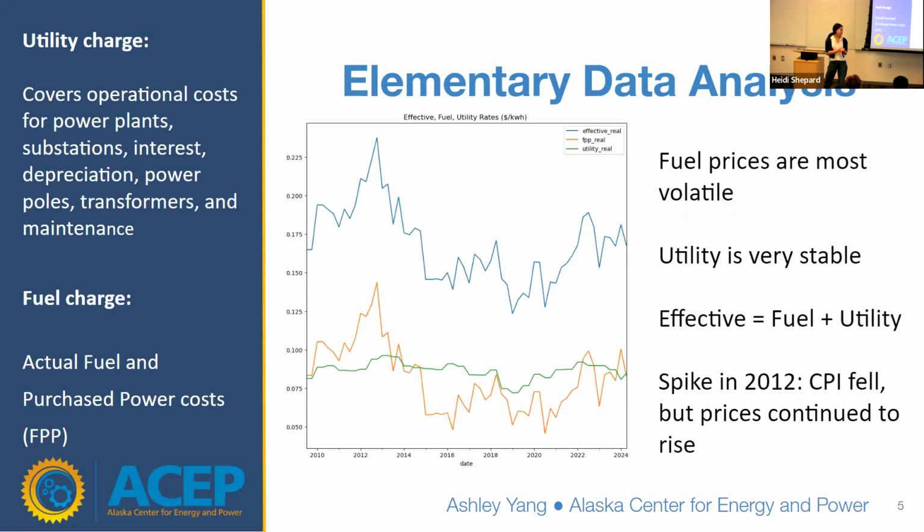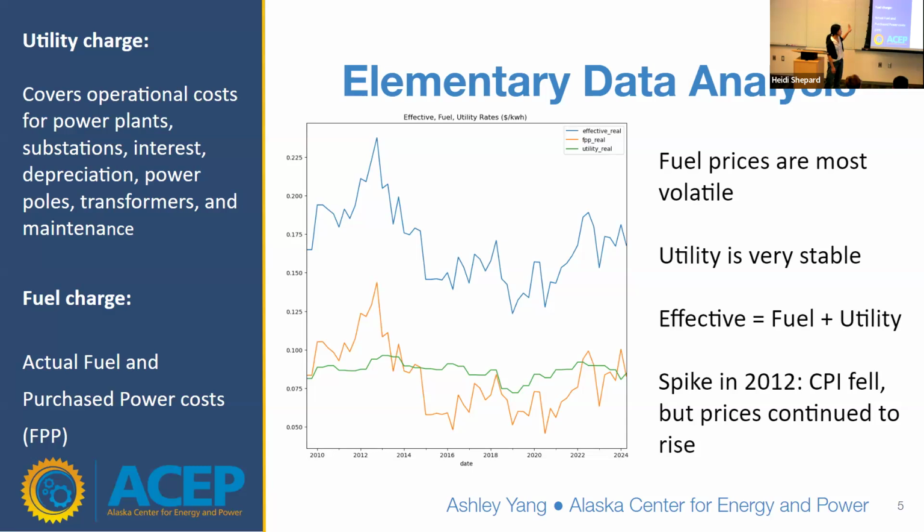This is the first elementary data analysis I did. It was plotting effective fuel and utility rates. So as you can see, fuel prices are the most volatile. Utility is really stable because you have the definitions up there. Fuel is more dependent on outside factors like, oh, how much is natural gas going to cost this quarter, stuff like that.